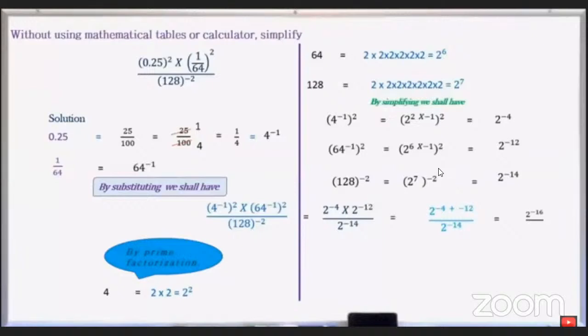So we shall end up with 2 to the power -16 divided by 2 to the power -14, because -4 plus -12 we get -16. So now let's proceed, and then we say when we are dividing numbers having the same base, we have to subtract their powers. So dividing 2 to the power -16 by 2 to the power -14, we shall have 2 to the power -16 minus -14. We are subtracting their powers, 2 squared. So we shall end up with 1 over 4 as the solution to this challenge.